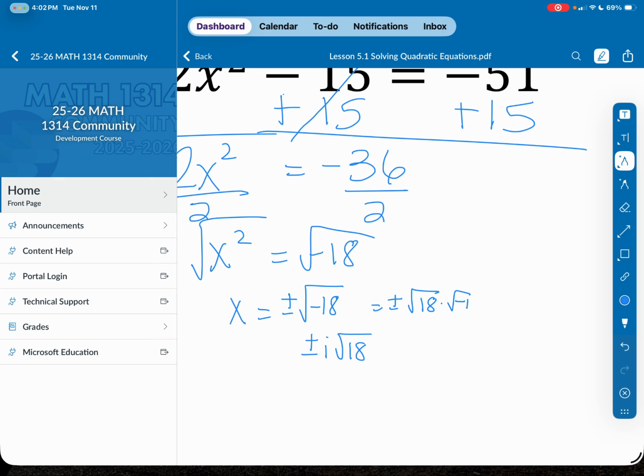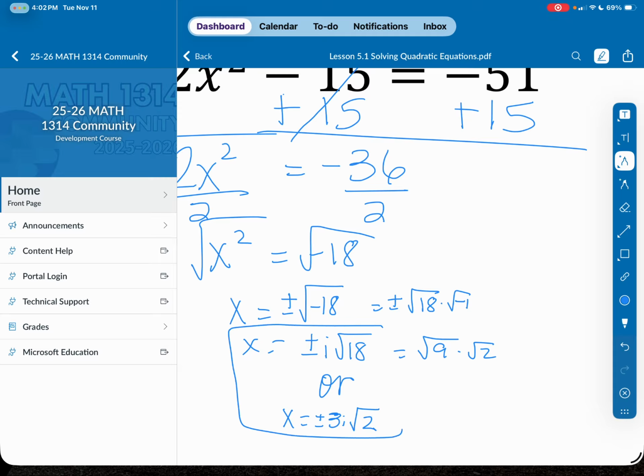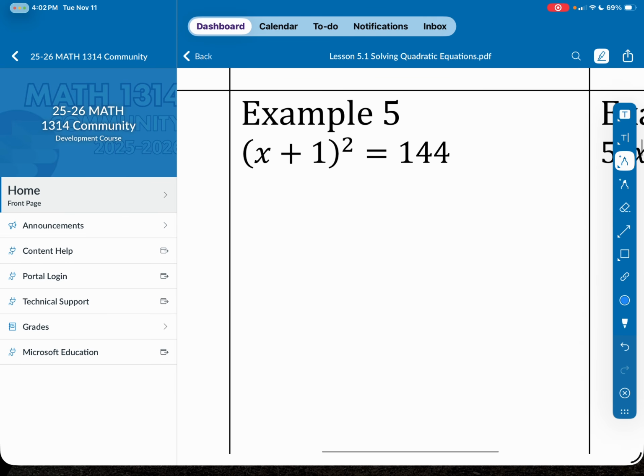Okay. You could also say, if you simplified this radical, that x is equal to plus or minus 3i times the square root of 2. Okay, because we could say the square root of 18 is the square root of 9 times the square root of 2. Okay, but this right here is what she has in her notes as her answer. Okay, so that is what I'm going to say is going to be acceptable on your exam.